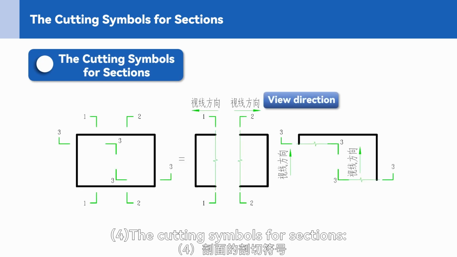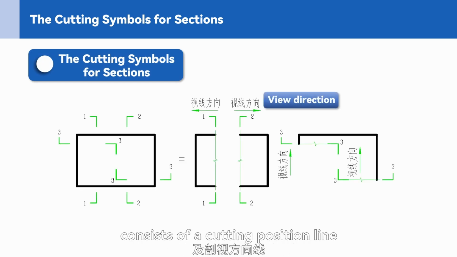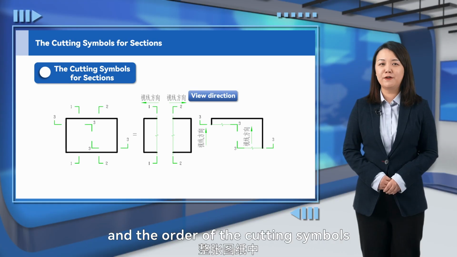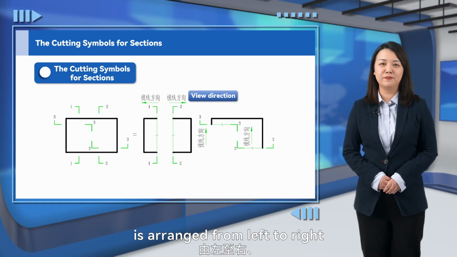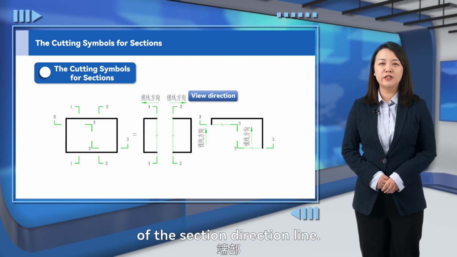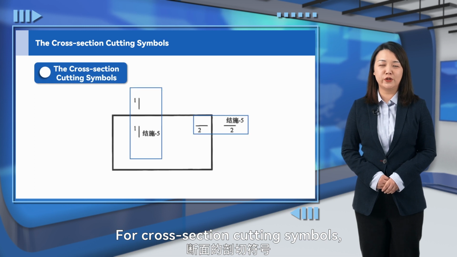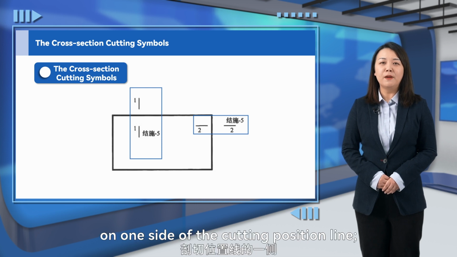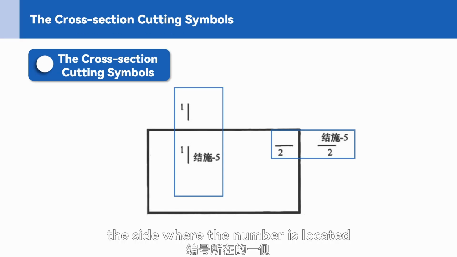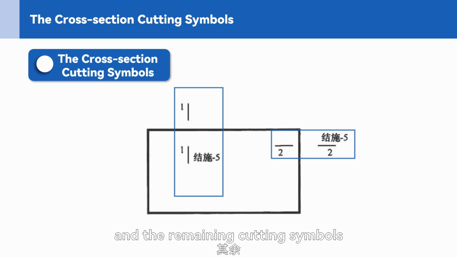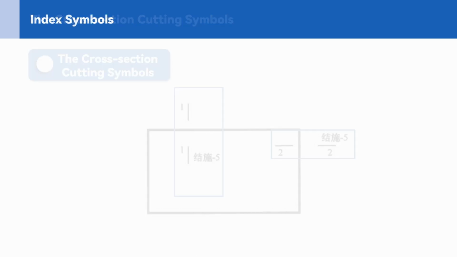4. The cutting symbols for sections. The cutting symbol consists of a cutting position line and a section direction line. It is numbered with Arabic numerals, and the order of the cutting symbols on the entire drawing is arranged from left to right and from top to bottom, annotated at the end of the section direction line. For cross-section cutting symbols, only the cutting position line should be used, and the number should be written on one side of the cutting position line. The side where the number is located should indicate the section direction of that section, and the remaining cutting symbols follow the same rule.